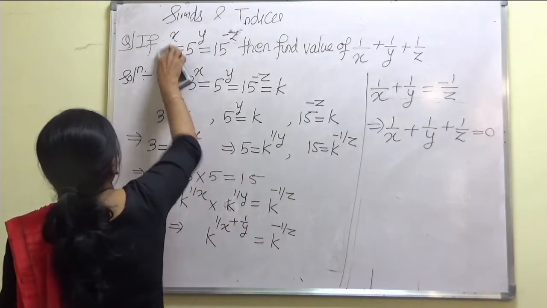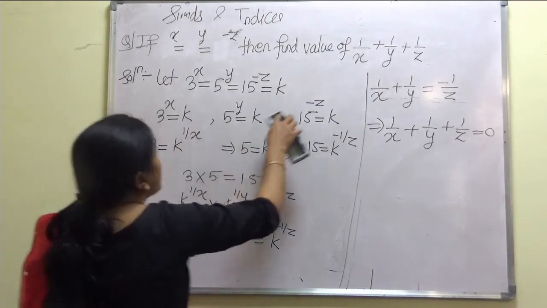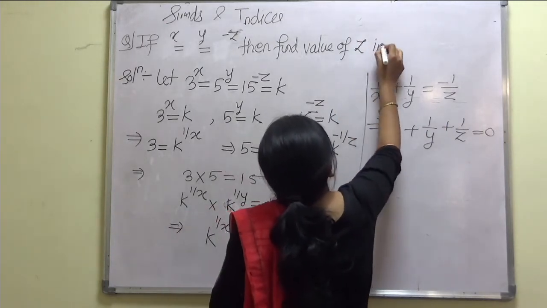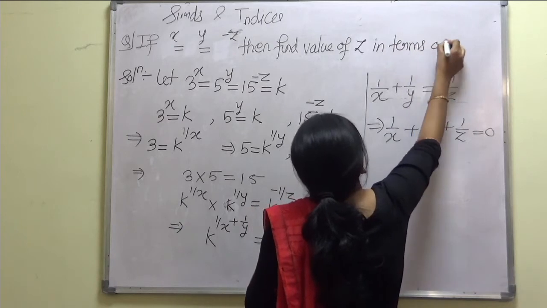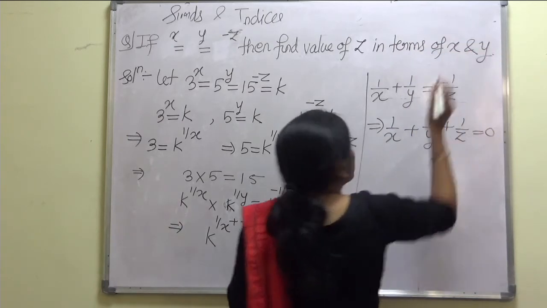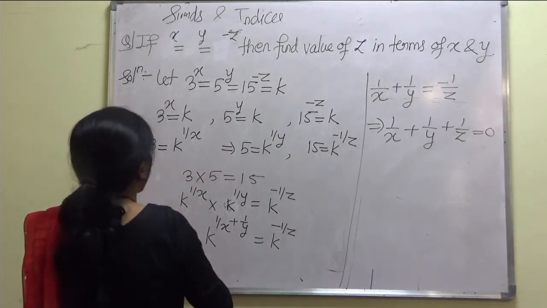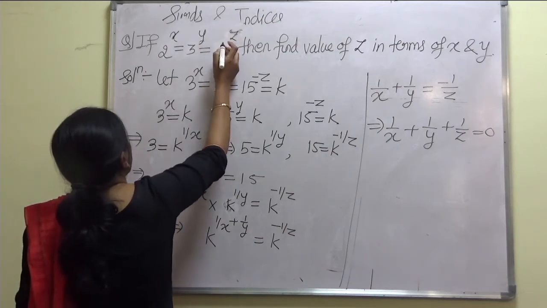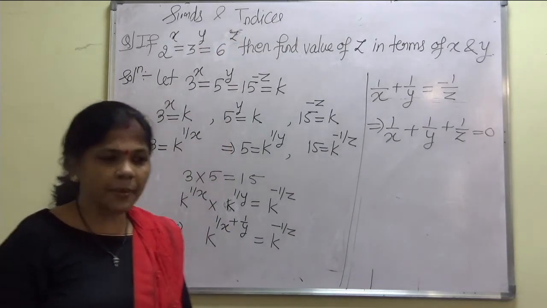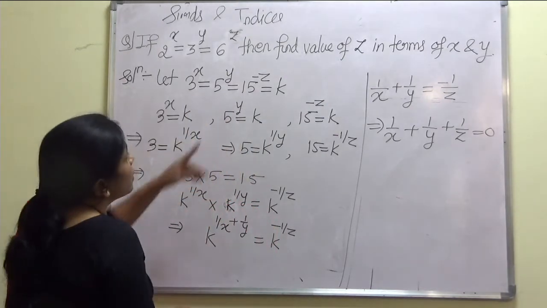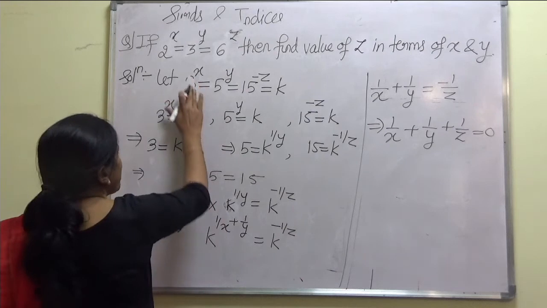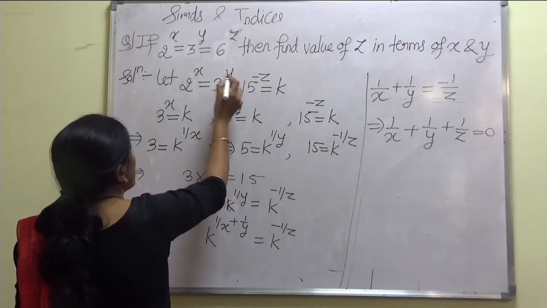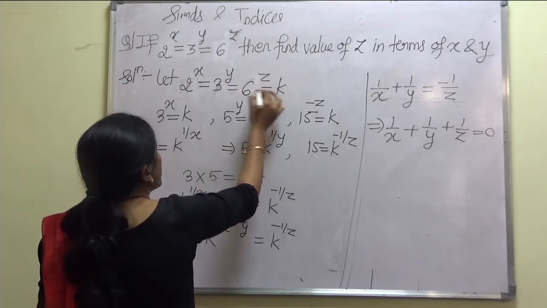It is: if 2 raised to x is equal to 3 raised to y is equal to 6 raised to z, then find the value of z in terms of x and y. Right, so let us start with the expression given. 2 raised to x is equal to 3 raised to y is equal to 6 raised to z. We have to find the value of z in terms of x and y. So let us start with the same logic which we applied for the previous example. That is, 2 raised to x is equal to 3 raised to y is equal to 6 raised to z is equal to k.